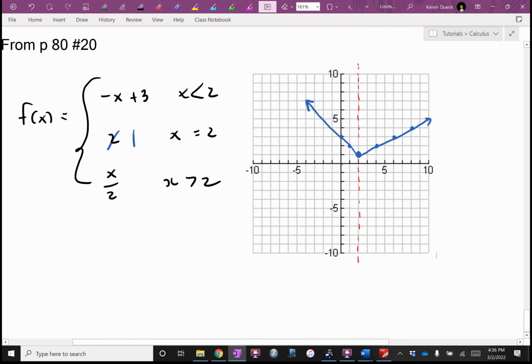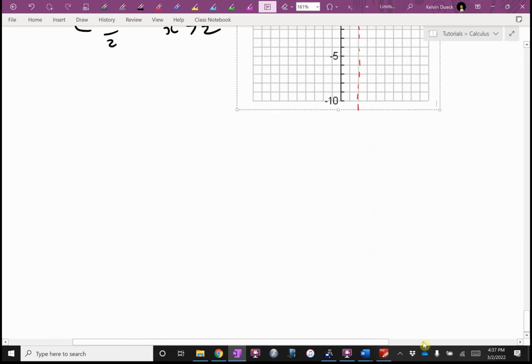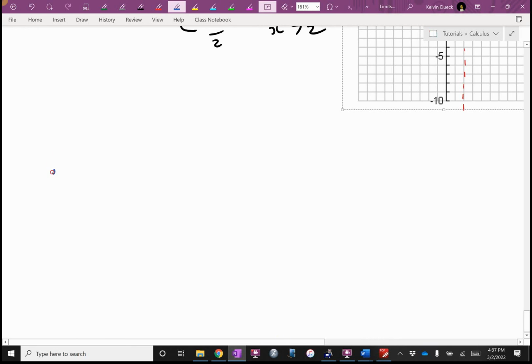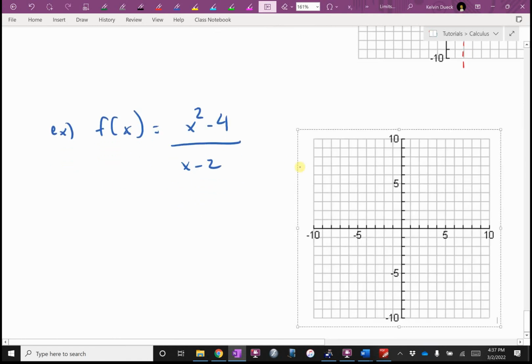Let me give you a better example. This is the one that I was going to make up. Let me see if there's an even numbered one there. It was something like this: f of x equals x squared minus 4 all over x minus 2. If I were to graph this, this is going to graph exactly like this.